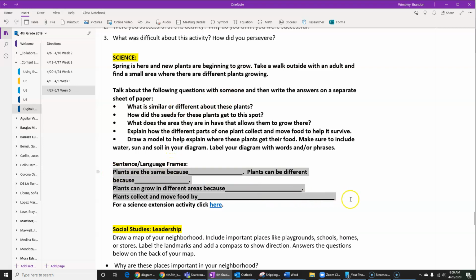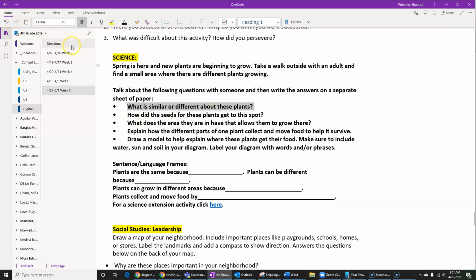So you have these sentence frames if you'd rather use them instead of a separate piece of paper, or like always, you can just answer it right after. So what I'm going to do is I'm going to answer it using my sentence frames this week. So this first question, what is similar about or different about these plants? So my first part is the plants that are similar.